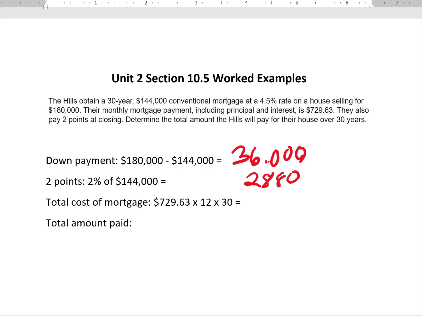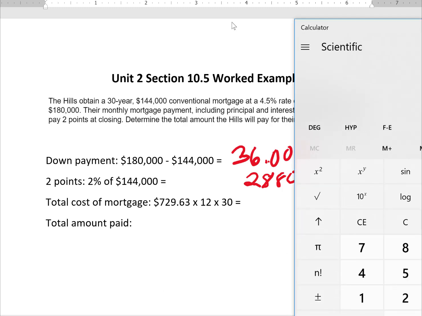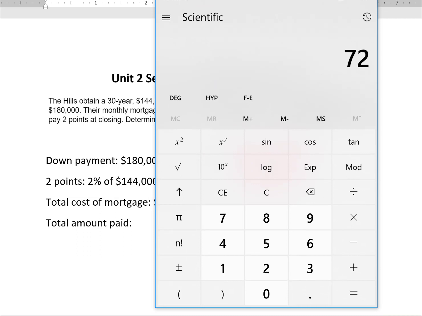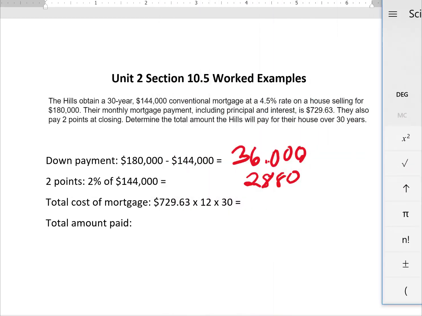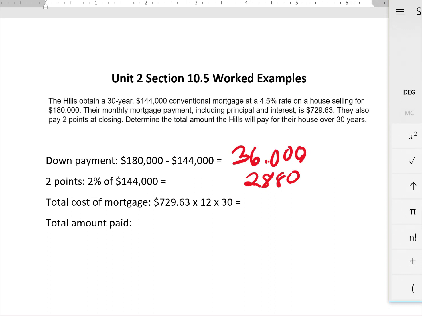And then finally, the total cost of the mortgage, we're going to take the amount of each mortgage payment and multiply by the number of payments that we made. And so we've got a mortgage payment of $729.63 times 12 payments per year times 30 years. So the monthly mortgage payment multiplied times 12 payments per year, and it was a 30-year mortgage. So the total amount that they've paid on the mortgage is $262,666.80.